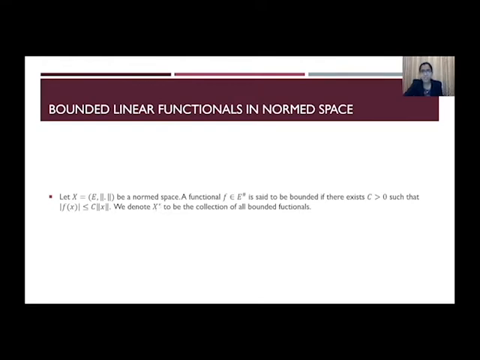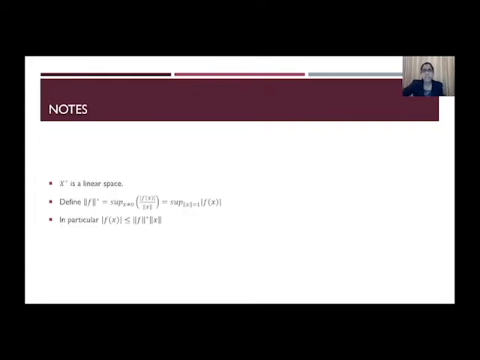If X is a normed space, then the collection of all bounded linear functionals on X is denoted by X star. Now let's see a few properties regarding the same. X star forms a linear space, which can be proved easily. If you consider any two elements f and g in X star, we just have to check whether the linear combination alpha f plus beta g, for alpha and beta belonging to R or C, is also bounded. You can just verify that.